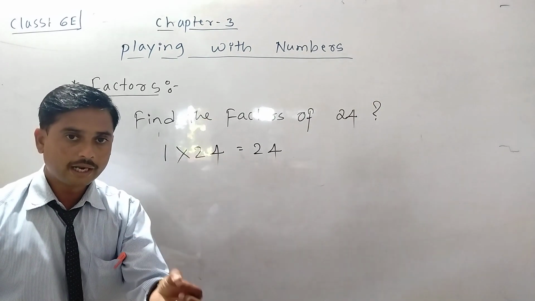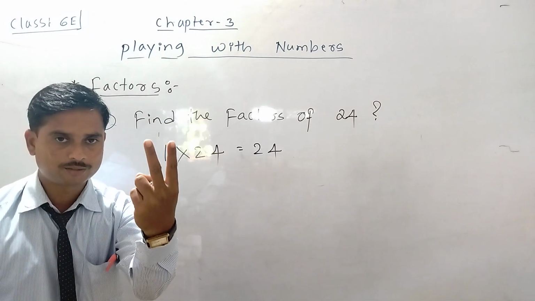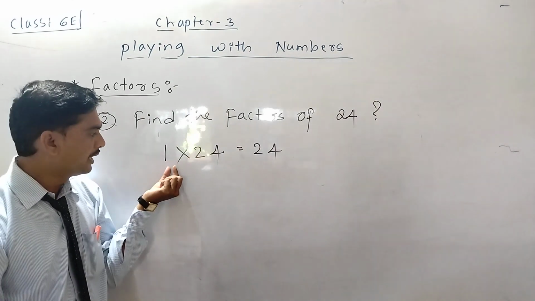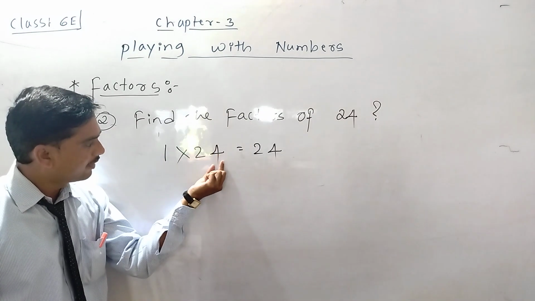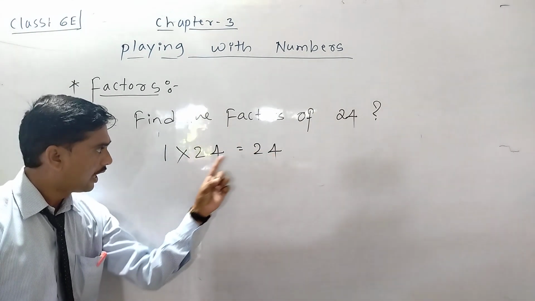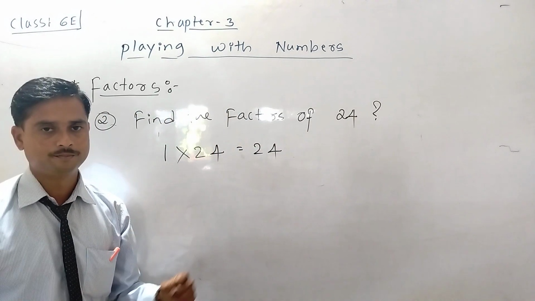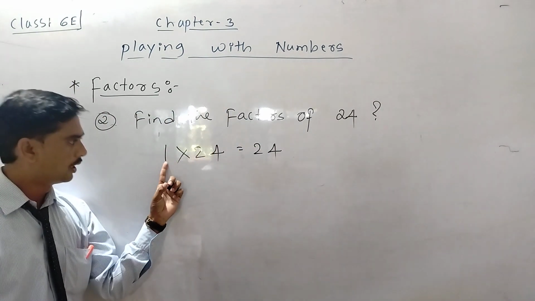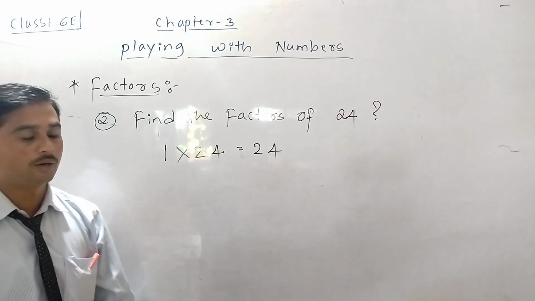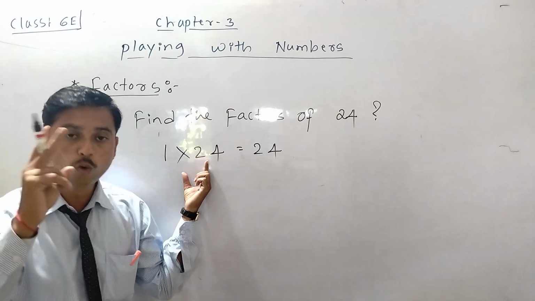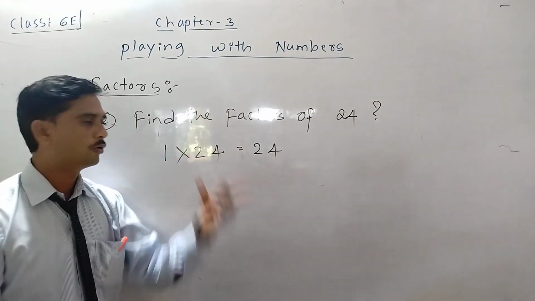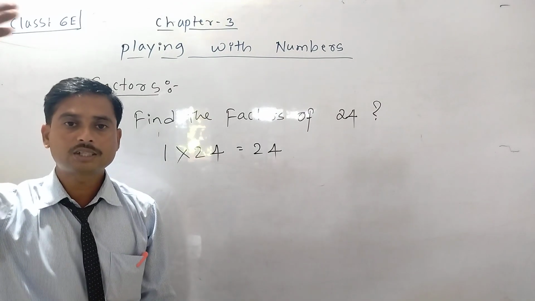When you write this, at a time we get 2 factors. One is 1 and another one is 24. Because 1's table has 24 and 24's table also has 24. That's why at a time we get 2 factors of 24: one is 1 and the other is 24. Okay, then go to the next table.